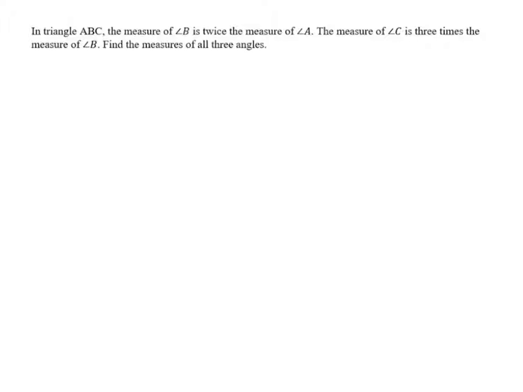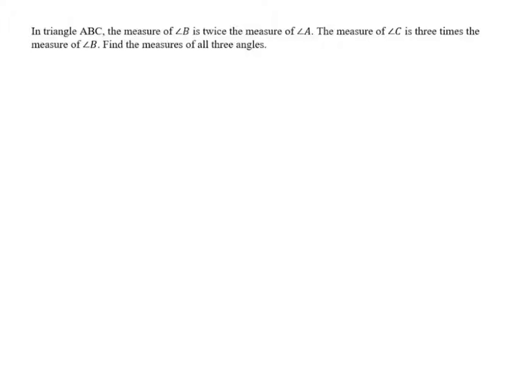This looks almost identical to the first problem, except in the second sentence, we have the measure of angle C is 3 times the measure of angle B. The last time it was 3 times the measure of angle A. So this does end up being a slightly different problem. We're going to start off the same way.